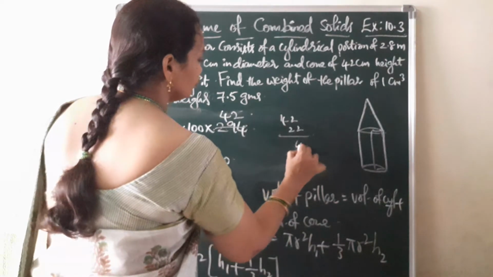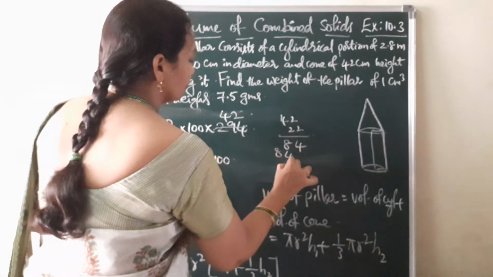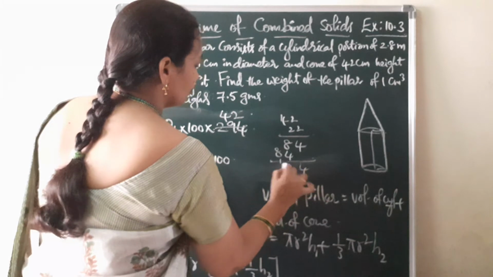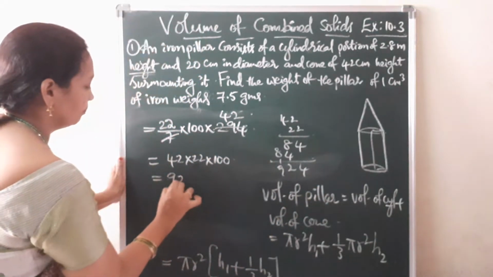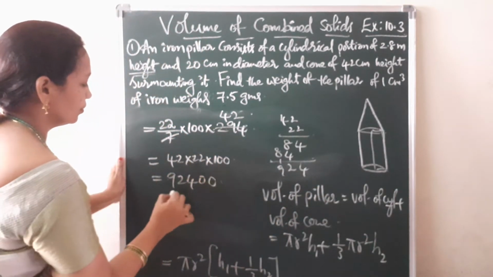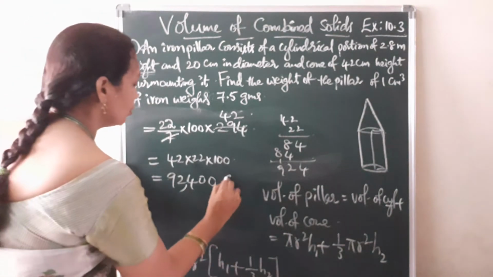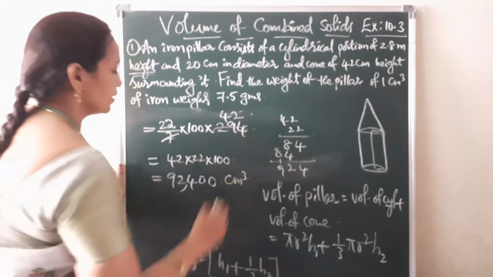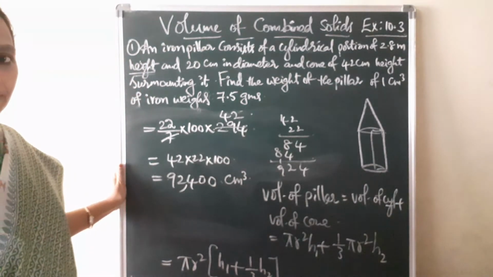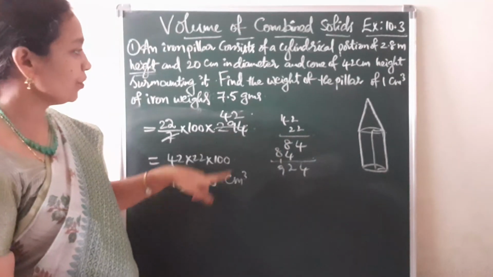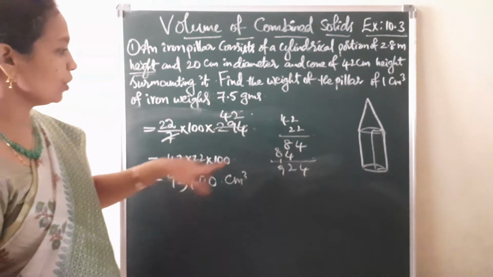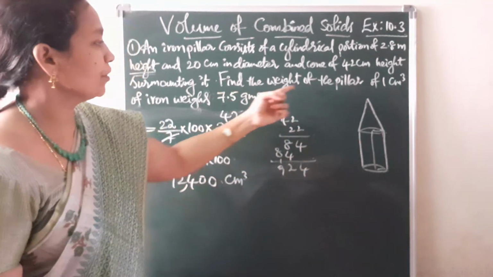So 84, 84, 4, 12, 924, 924, 00, 92,400. Okay, what are those? Cubic centimeters. But this is not completed, this is the volume of the pillar, but you have to find out the weight of the pillar.